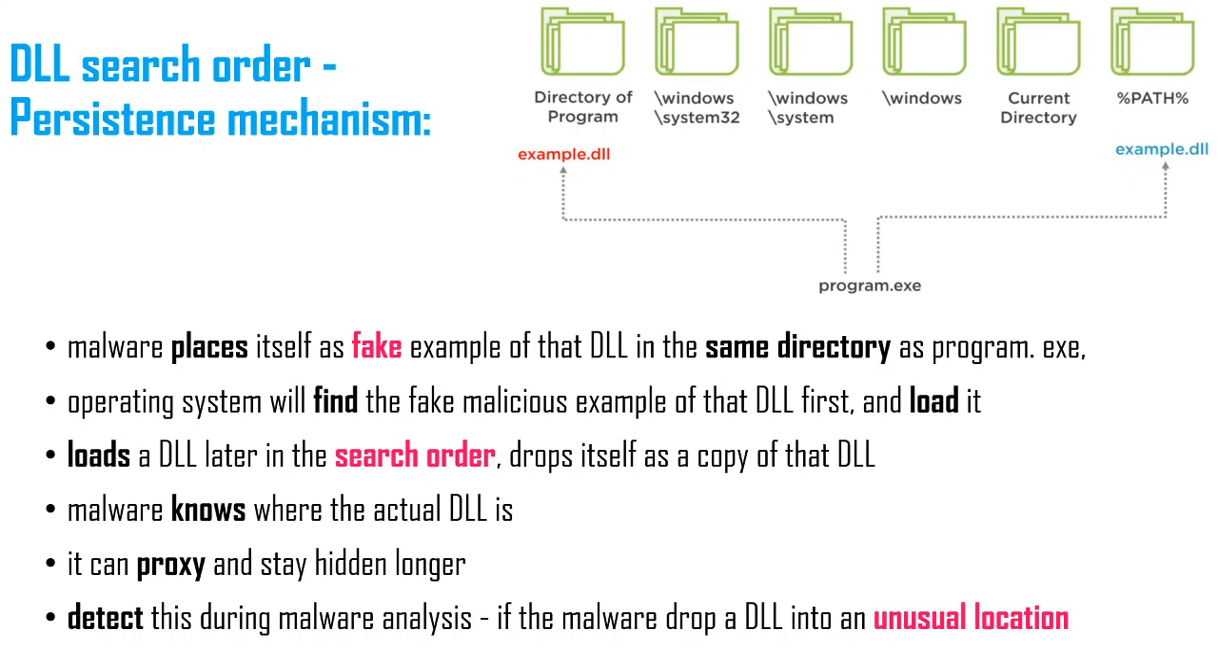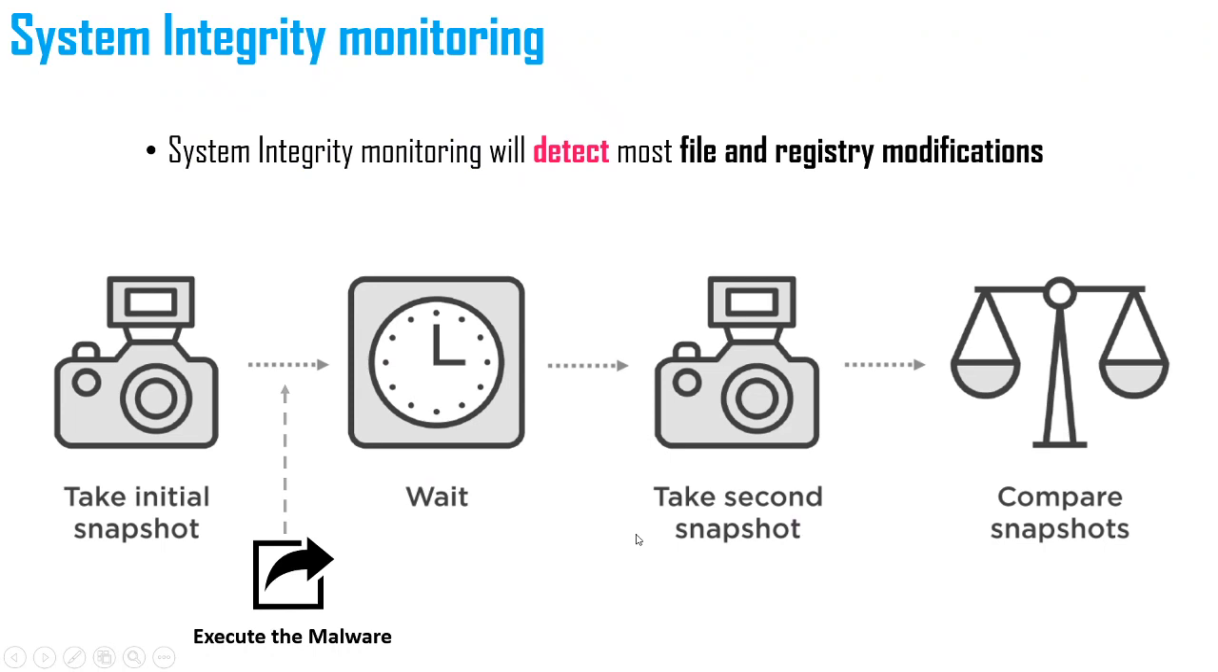So how are we going to detect this? We detect it during malware analysis, if the malware drops a DLL into unusual locations. If it has been dropping DLLs in some other locations, we have to check. Only during malware analysis can we detect that particular malware.